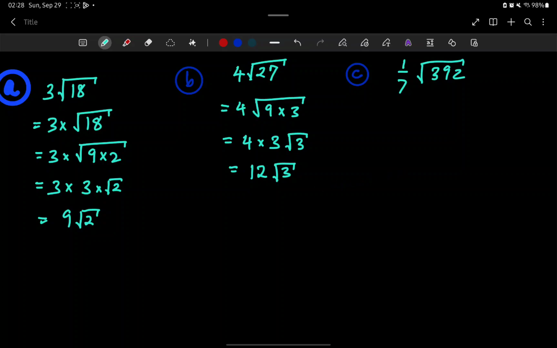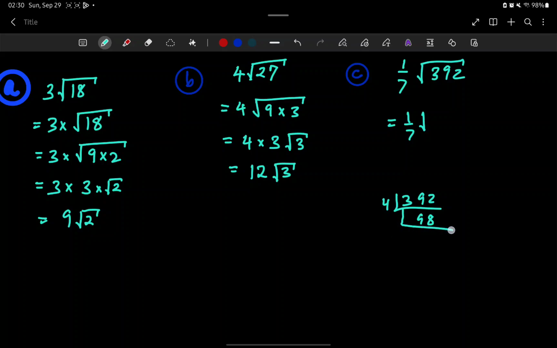How about the other question here, part C? Now this is going to be 1 over 7 times under the root 392. How can we find the factors of 392 that are perfect squares? Let's see. When you look at this number, you can see that this number could be divisible by 4. Let's try. So this is 392. Let's see if this is divisible by 4. When you divide by 4, this is going to be 98.